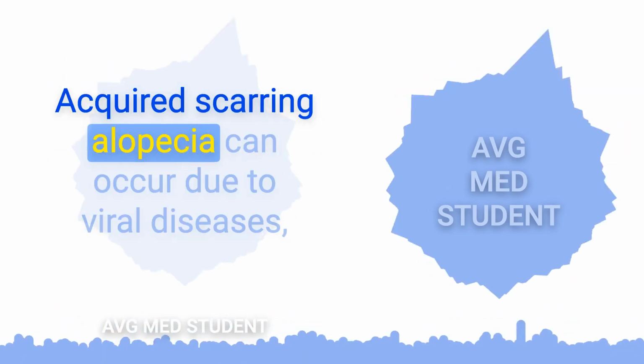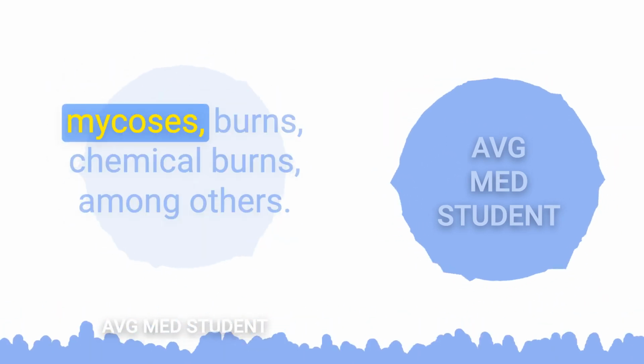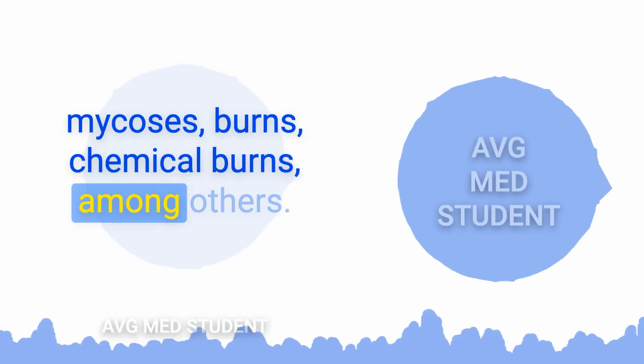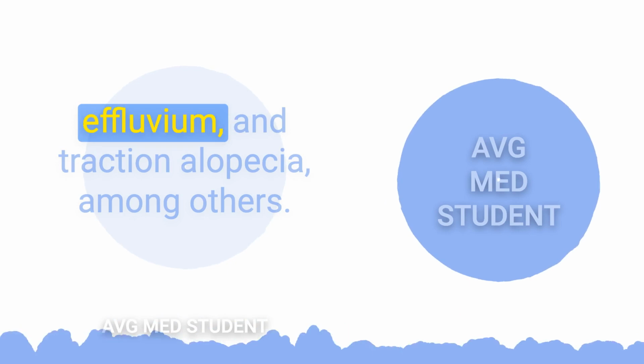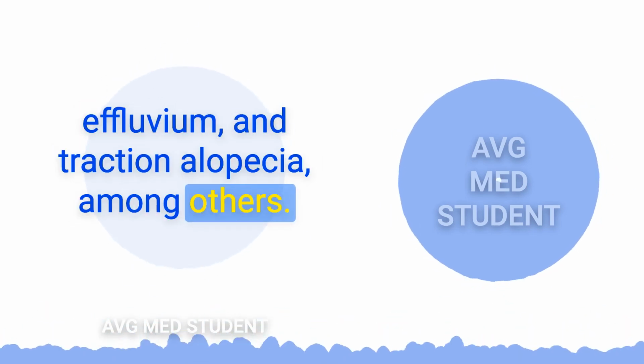Acquired scarring alopecia can occur due to viral diseases, mycosis, burns, chemical burns, among others. Non-scarring alopecia includes alopecia areata, telogen effluvium, and traction alopecia, among others.